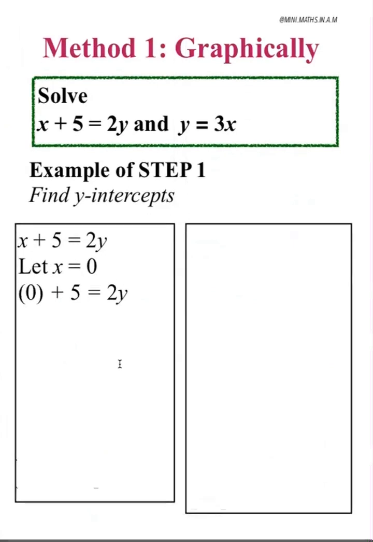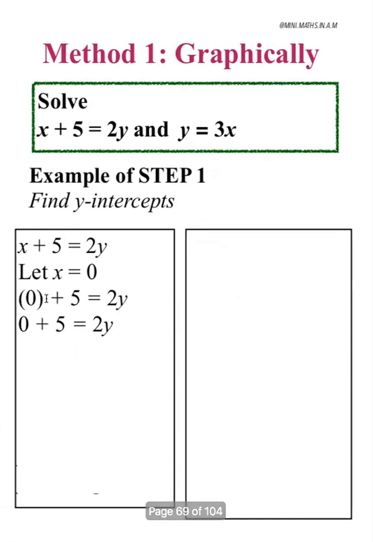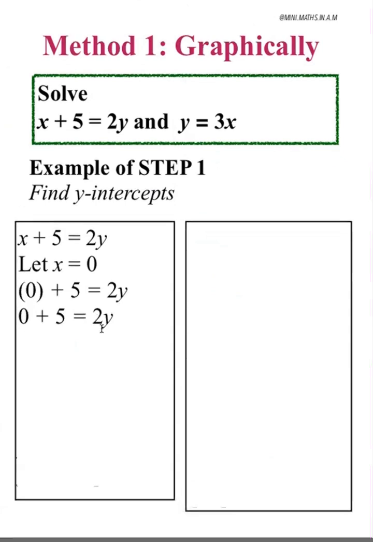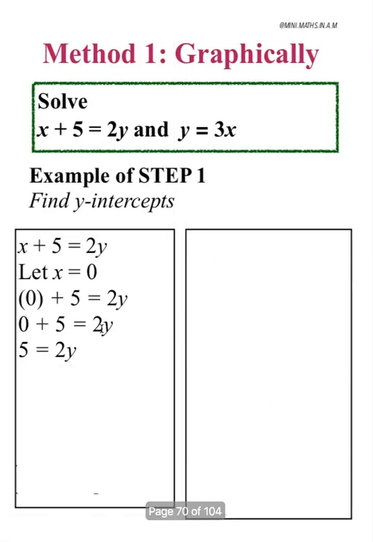So 0 plus 5 equals 2y. Just tie that up. We don't really need the brackets. Doesn't make much of a difference. So 0 plus 5 equals 2y. Adding 0 to something doesn't change its value, so we can just write that it's 5 equals 2y.